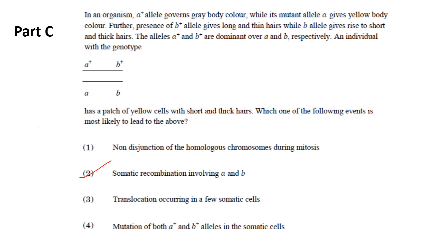Non-disjunction of the homologous chromosome during mitosis. That is not correct. Somatic recombination involving A and B. That is the correct answer. Why? Because it is not in the progeny that this condition is found. It is found in the individual. So it is somatic recombination. So answer here is option 2.